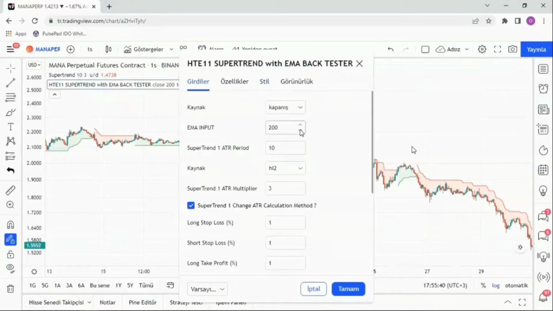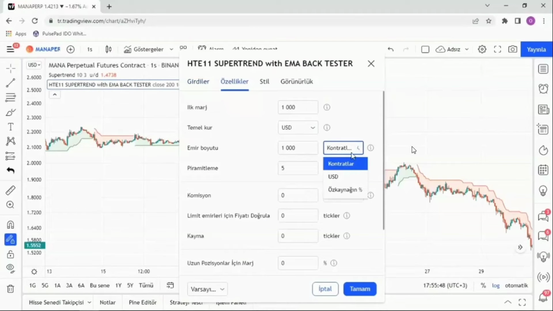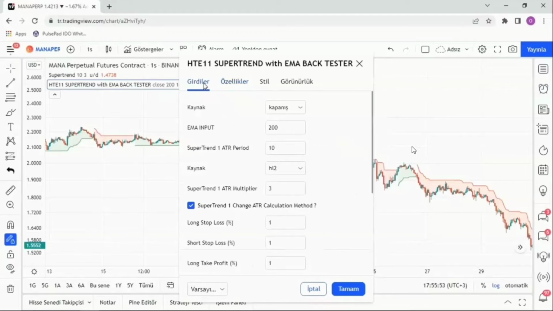We coded the software for 200 EMA as default, but you can choose to change it to 100 or even 50 to identify the main trend direction. Whichever gives you the best outcome, you can start your trading with that value.